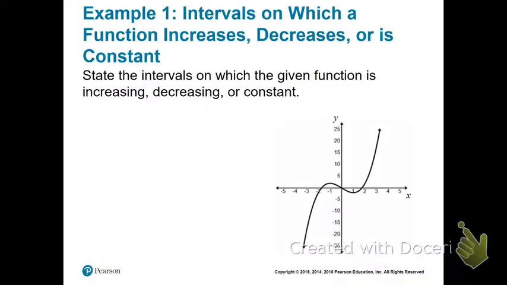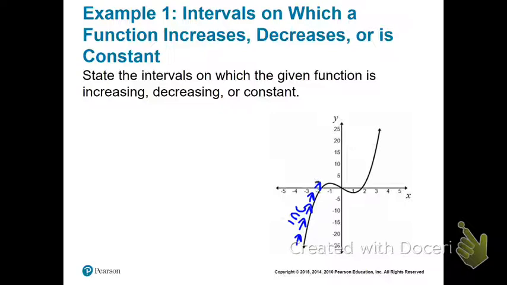All right, so let's try this. So example 1, intervals on which a function is increasing, decreasing, or constant. So state the intervals on which the given function is increasing, decreasing, or constant. So let's just look at our graph first. So remember now, we read the graph from left to right. So even though I know that arrow is pointing down, as I'm reading from left to right, our graph is actually going up. So that means that it is increasing.